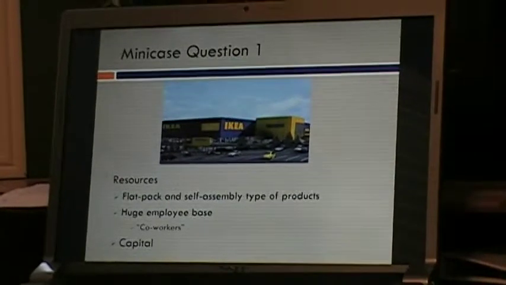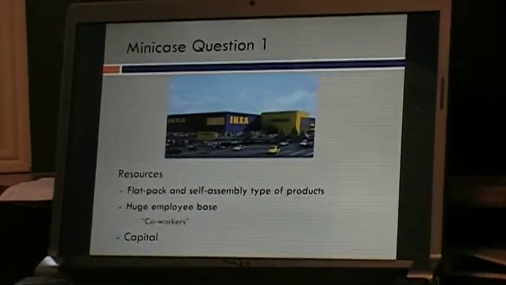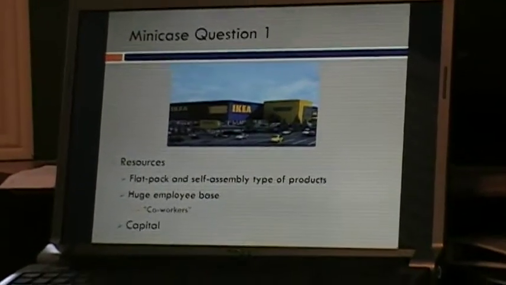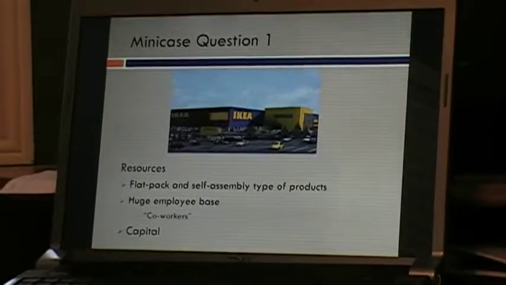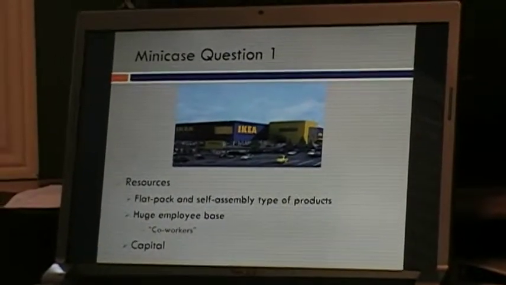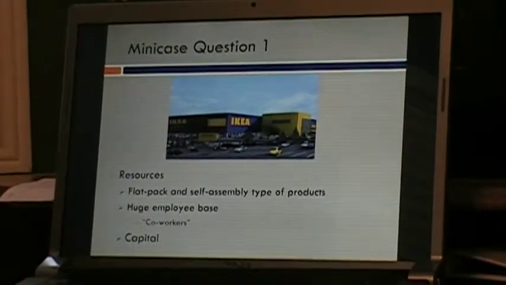The second component of the congruence model is resources. Various assets the organization has access to, including human resources, technology, capital, information, etc., as well as less tangible resources such as recognition in the market.